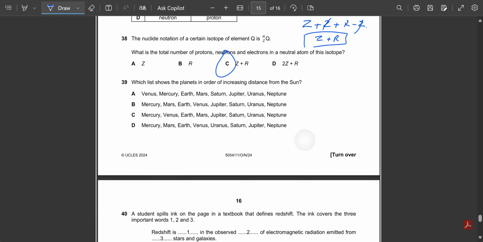Which list shows the planets in order of increasing distance from the Sun? Mercury is at the start, then Venus, then Earth, then Mars, then Jupiter, Saturn, Uranus and Neptune.